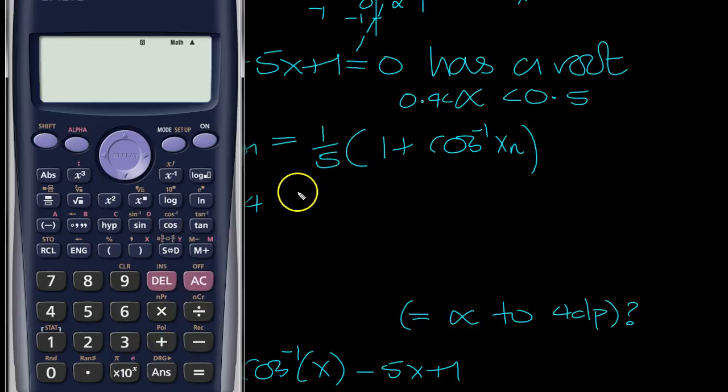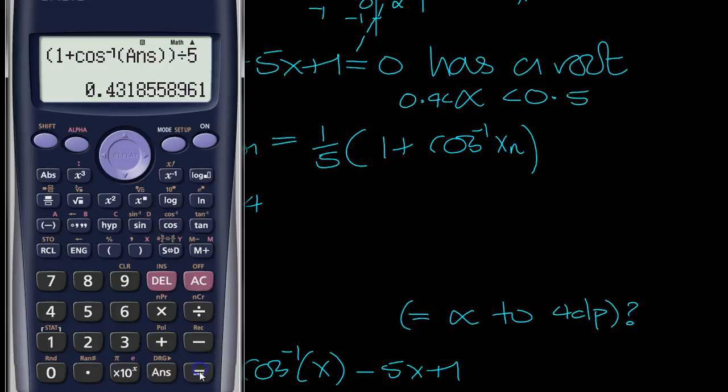Okay, so we want bracket. We want xn to be 0.4, so I'm going to put that in to start with. Equals, now that's in answer. So I got bracket divided by 5. In the bracket I've got 1 plus shift cos of answer. Yeah, that's it there. Divided by 5, so shift cos of that bracket, and then close the final bracket.